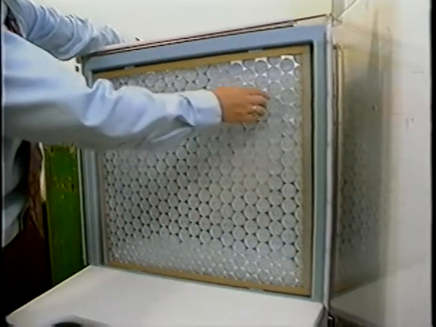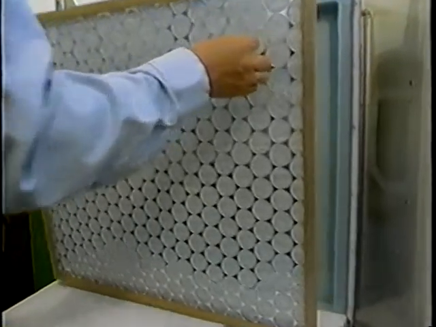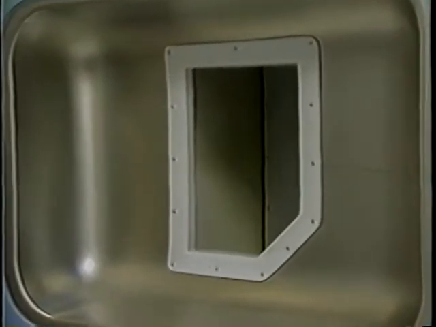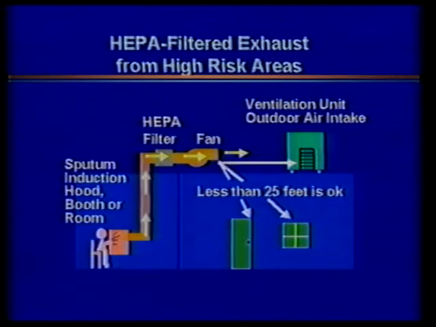Most booths and hoods use a pre-filter and a HEPA filter to disinfect the air before returning it to the room. Others directly exhaust to the outdoors. Exhaust from booths should be treated exactly like isolation room exhaust air, either discharged at least 25 feet away from openings into a building, or else HEPA filtered.